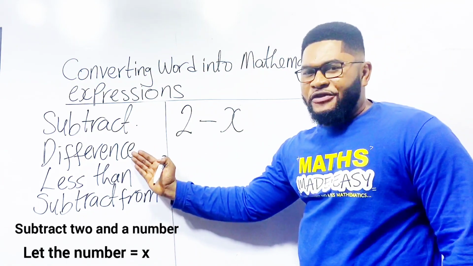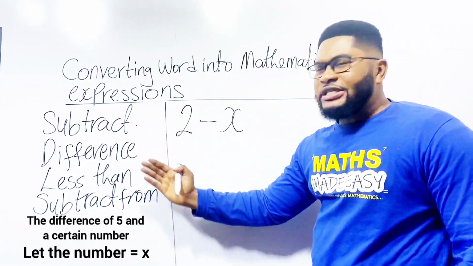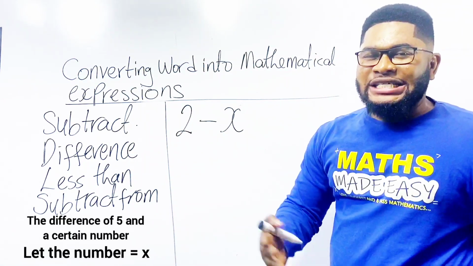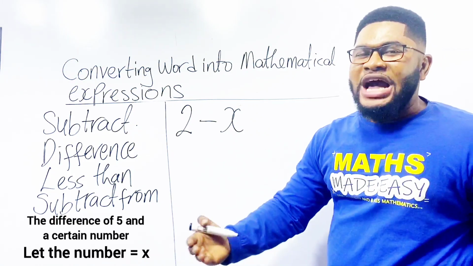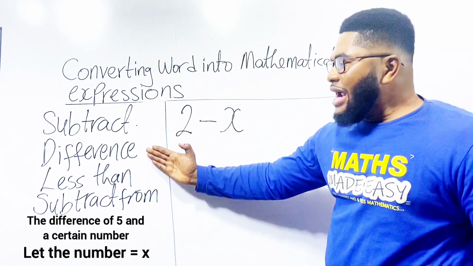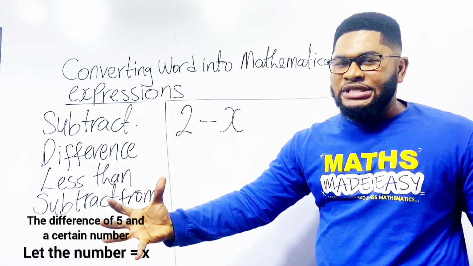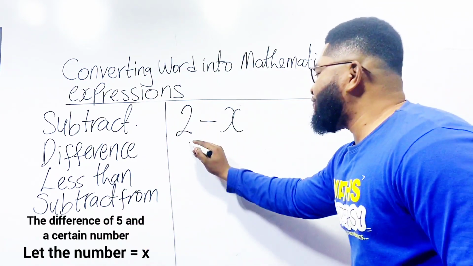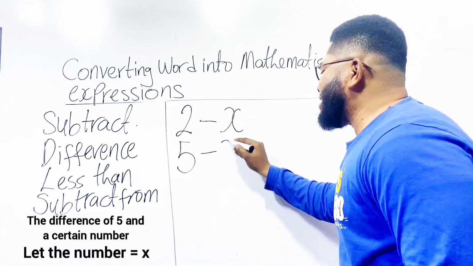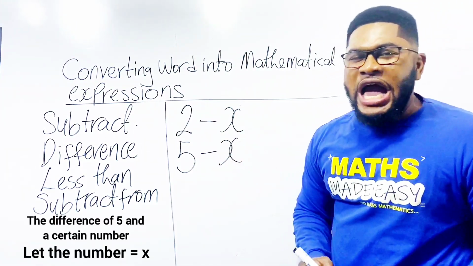Let us look at difference. Now, the difference of 5 and a certain number. Since the word difference also means subtraction, we are going to subtract the two numbers that we just mentioned. So I have 5 as my real number and a certain number.